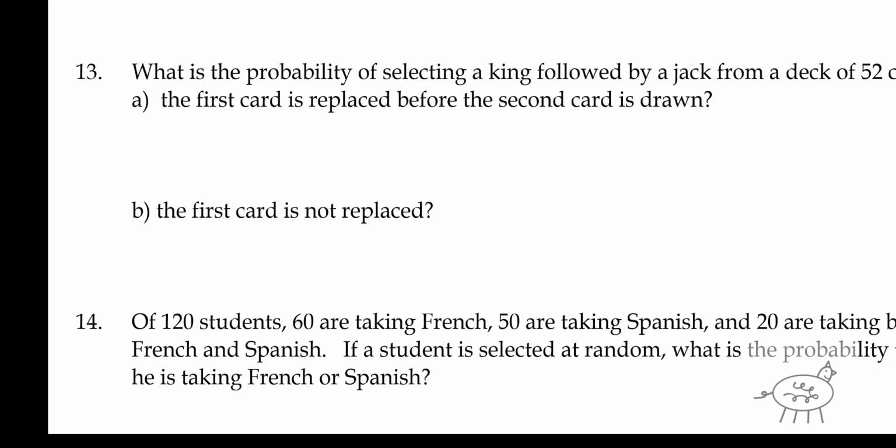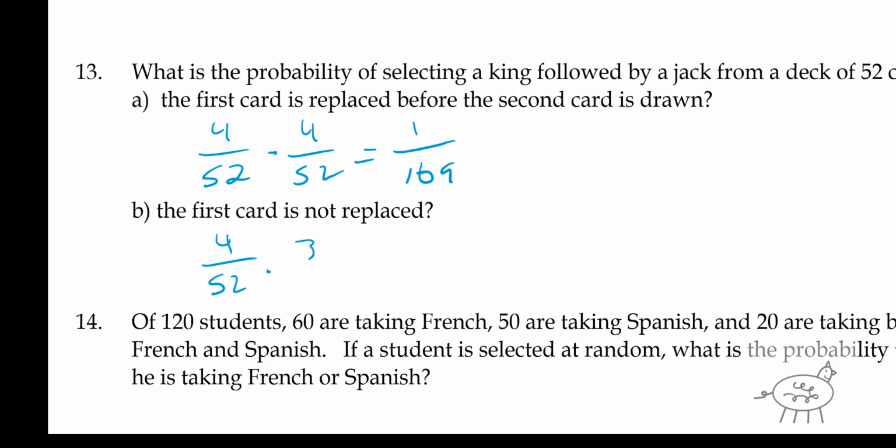Okay, number 13. What is the probability of selecting a king, followed by a jack, if the first card is replaced? So, of course, it's 4 out of 52 times 4 out of 52 because it's replaced. So it's 1 out of 169 reduced. The first card is not replaced. So it's 4 out of 52 times 3, I'm sorry, times 4.